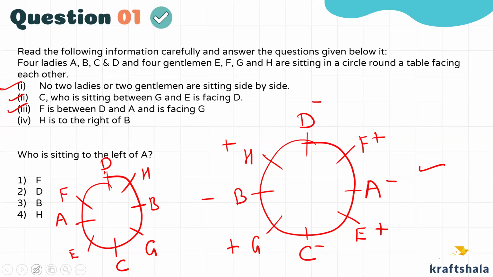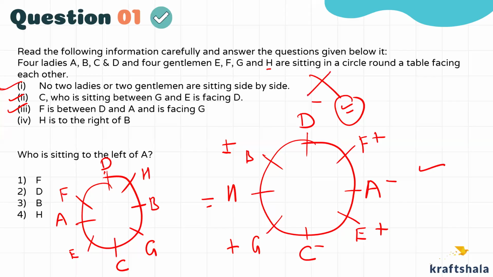H is to the right of B. This is incorrect. So this must be like this. Now the problem with this figure is the case is correct, but B should be male and H should be female, which is not the case. H is a male and B is a female, though our arrangement is correct. That is why this case is rejected, right?